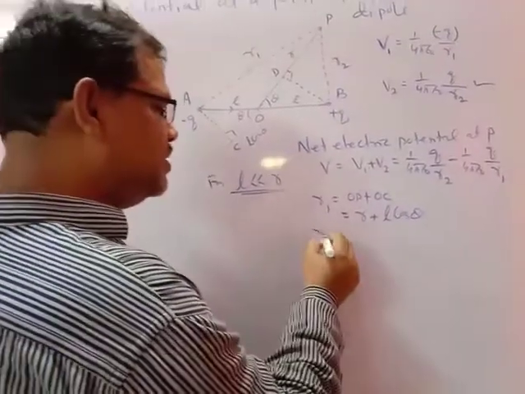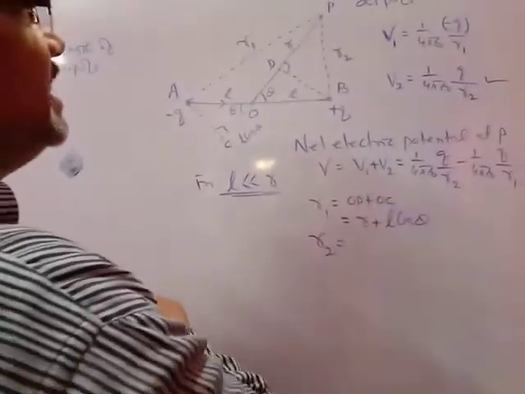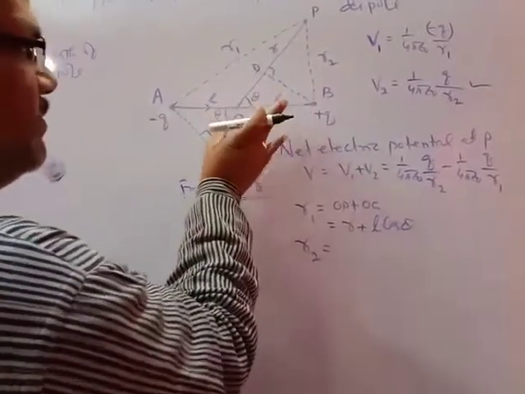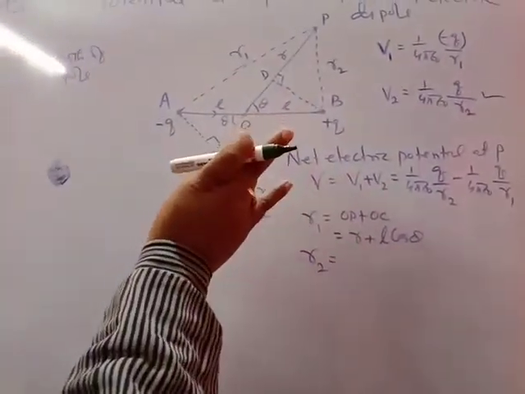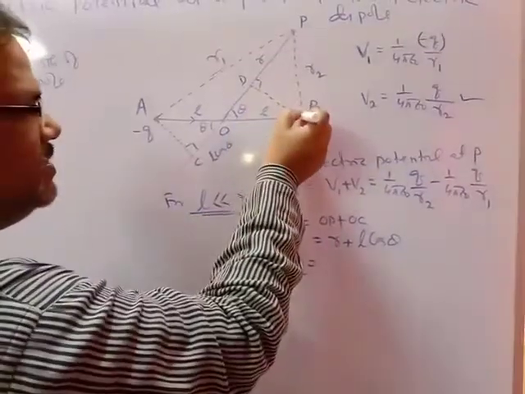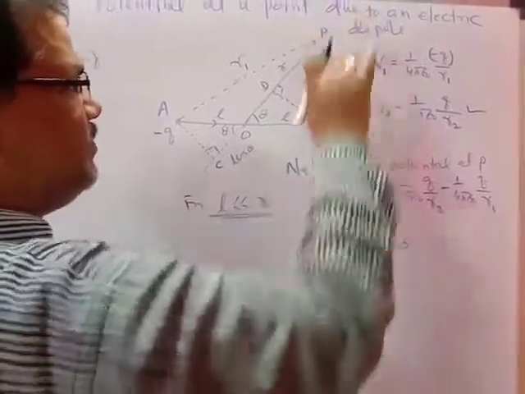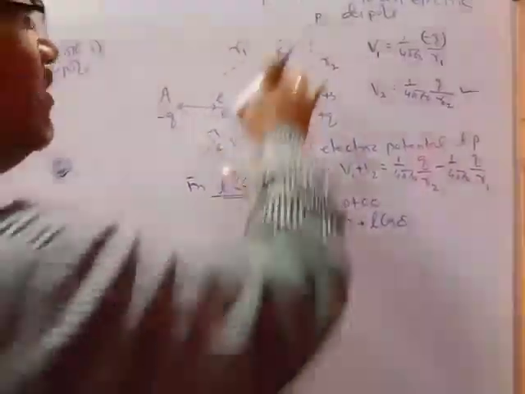Similarly, what will be R2? So where is R2? R2 is this one. And in these cases, we are taking a small dipole, the length of the dipole is very small compared with the distance r. So just draw the perpendicular here, and you will get PD equal to PB.